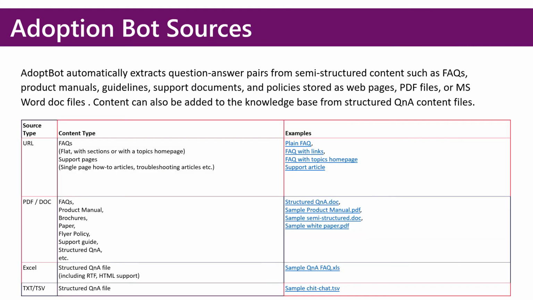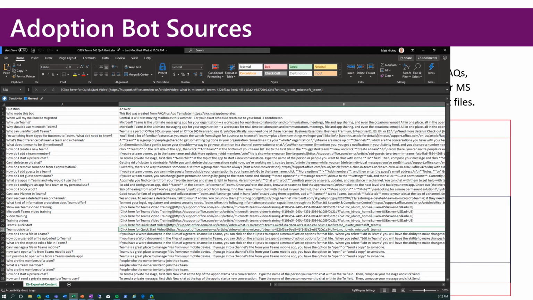The technology behind AdoptBot supports a wide range of sources for ingestion. We can point the bot to URLs, FAQs, or support pages, any sort of PDF or document, whether it be a product manual or support guide, Excel spreadsheets, and text files. The source I'm using for AdoptBot is a spreadsheet with 145 quality Q&A pairs related to Office 365 and Teams. I'm happy to share this file with you if you send me an email.